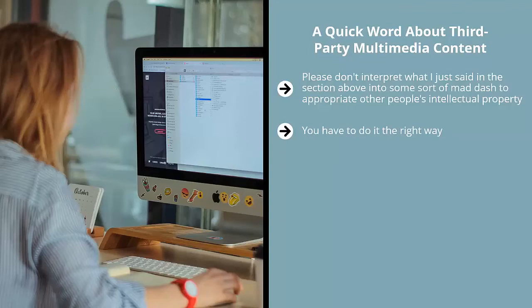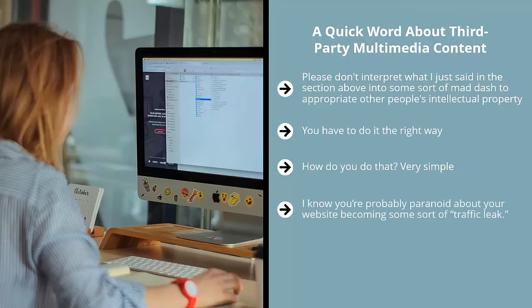Whether you're using infographics from Pinterest, videos from YouTube, or explanatory photos from Pinterest or Instagram, you have to respect the rights of the owners or creators of this content. How do you do that? Very simple. Give them attribution and link to them.